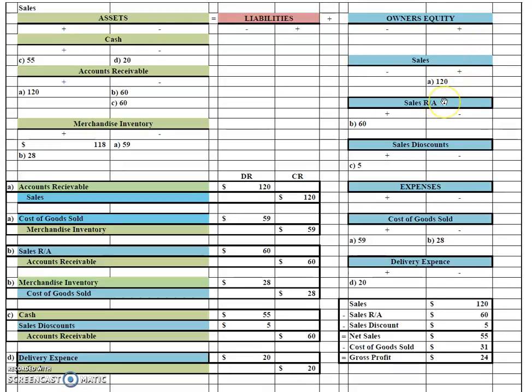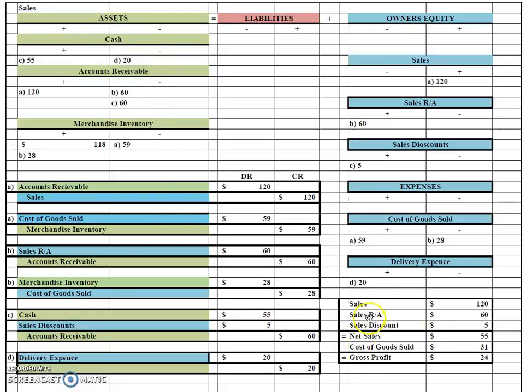When we have a sales return or allowance, we have a contra account. Notice the debit side increases on the sales returns and allowance, which effectively decreases the sale. Also, we have a sales discount. It has its own account. And we'll be dealing mostly with the assets, our cash, accounts receivable, and merchandise inventory.